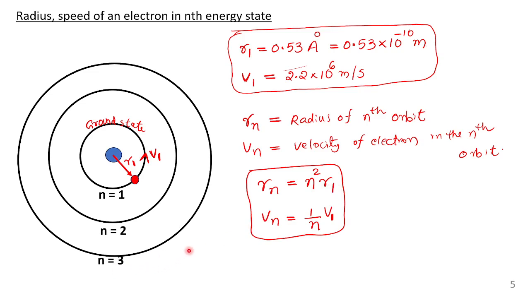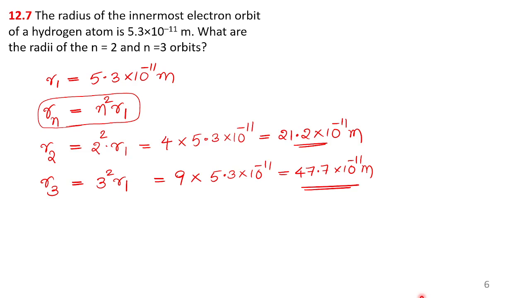And the velocity of the electron in the nth orbit. In every orbit the electron will be moving. So the velocity of the electron in the nth orbit will be v1 by n. Memorize this formula. This is a simple question, but to make you understand the formula, I must discuss one question.